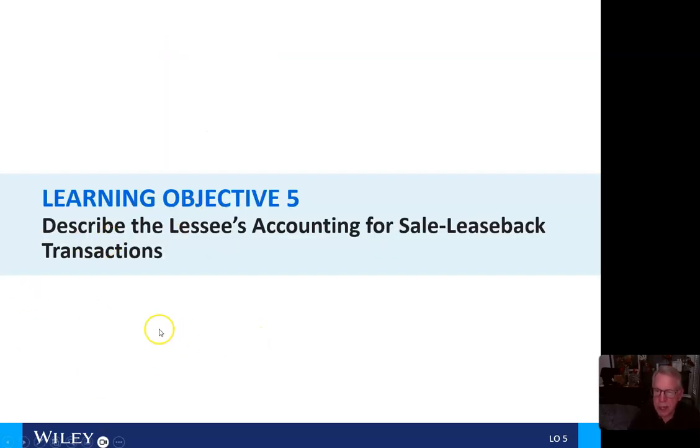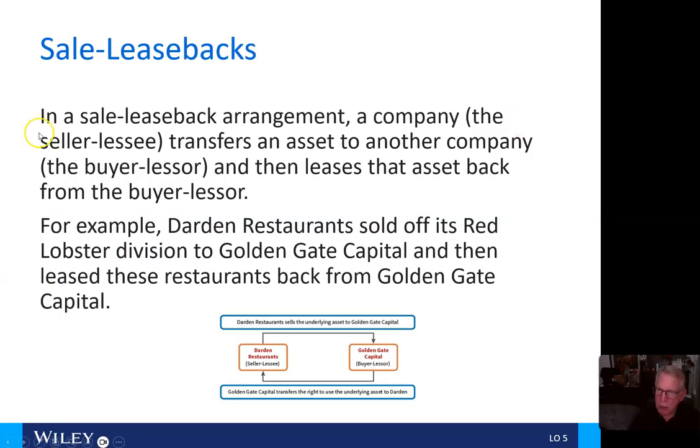All right, let's change the subject and look at describing the lessee's accounting for sale-leaseback transactions. In a sale-leaseback arrangement, a company, the seller lessee, transfers an asset to another company, the buyer lessor, and then leases that asset back from the buyer lessor. For example, Darden Restaurants sold off its Red Lobster division to Golden Gate Capital, and then leased these restaurants back from Golden Gate Capital. And this little diagram shows that.